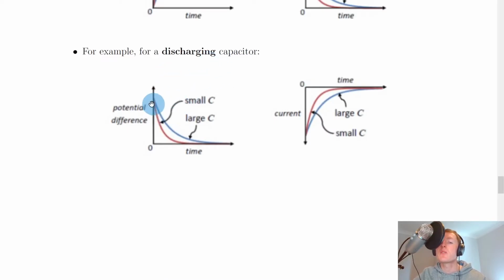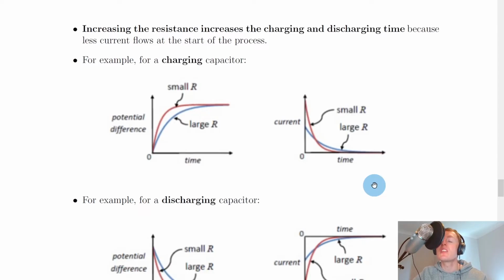Remember, potential difference will decrease over time and the current will decrease over time from a maximum negative value. So if we have a smaller capacitance for the potential difference against time graph, it will take a shorter time for the potential difference to decrease to zero, and a longer time if it's got a larger capacitance. And for the current against time, you can see it's going to take again a shorter time to decrease to zero for the current, but a longer time for the current to decrease to zero if it's using a larger capacitance capacitor.